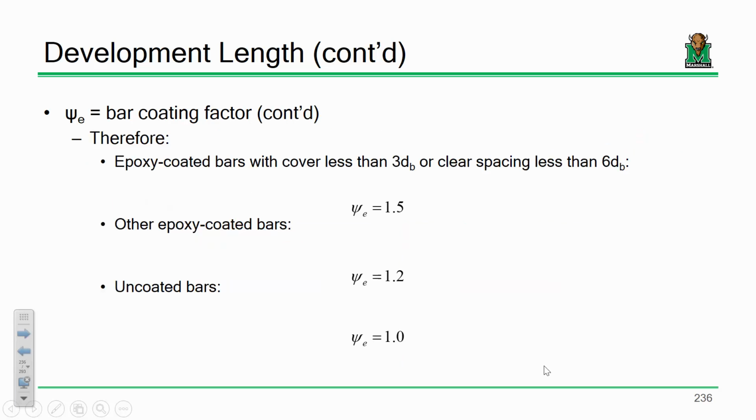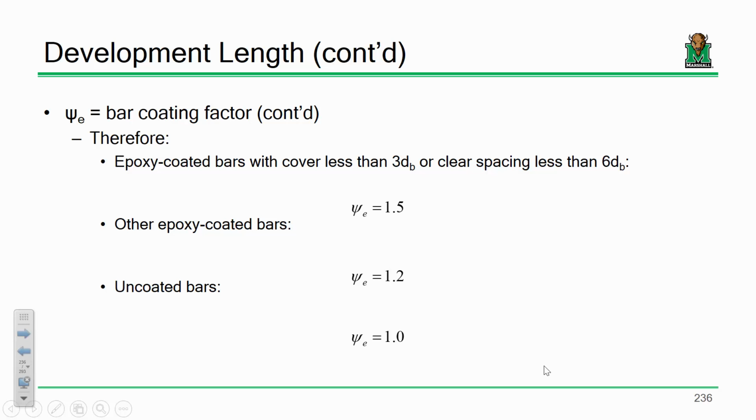So here's how we handle that. We get a little more refined with epoxy-coated bars. So first off, if we don't have epoxy-coated bars at all, we don't have to worry about it. We just take psi e to be 1. If we are dealing with epoxy-coated bars, it depends on our cover and our spacing. So the easiest way I would describe it verbally: if we have epoxy-coated bars, but they're spaced really close together, or they have a really small cover, then we've got to bump up our development length 50%. If we're using epoxy-coated bars, but we have ample cover and ample spacing, then we only need to bump it up 20%.